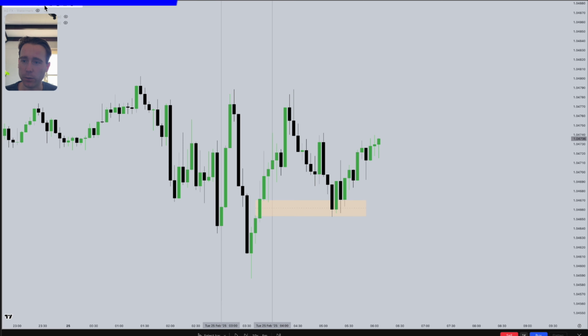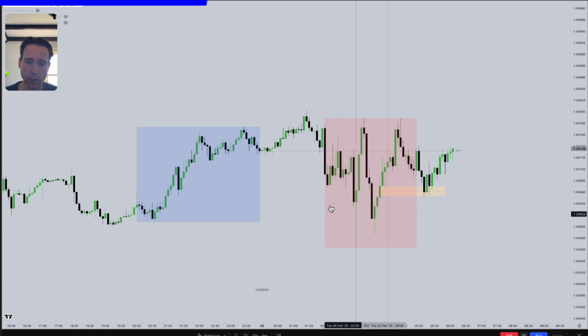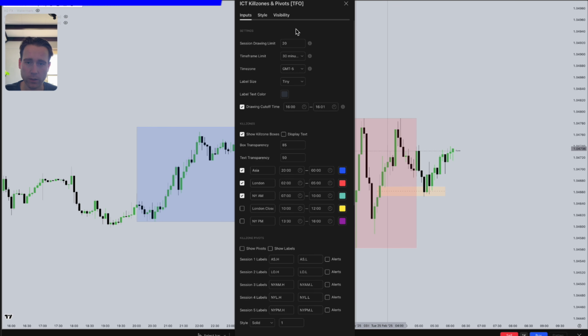It's called ICT kill zone and pivots. I will draw it now on the screen. If you zoom out here, blue is the Asian session, this is the London session. It's very easy to spot the kill zone. I'll leave the settings here on the screen so you can pause the video now and maybe take a screenshot.